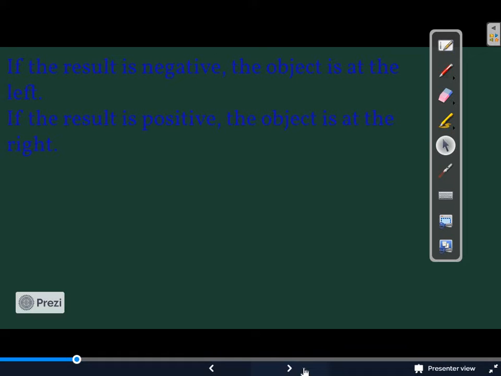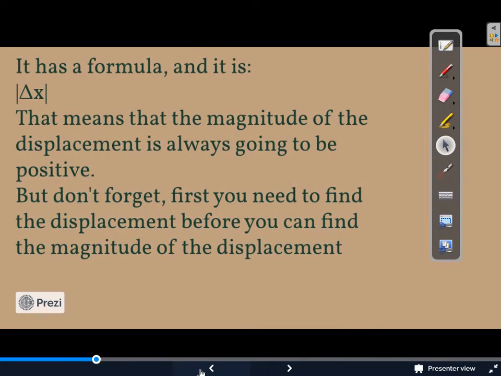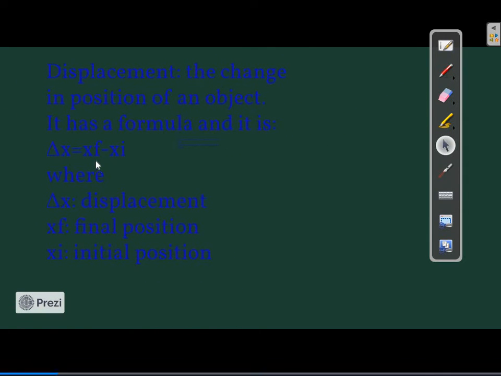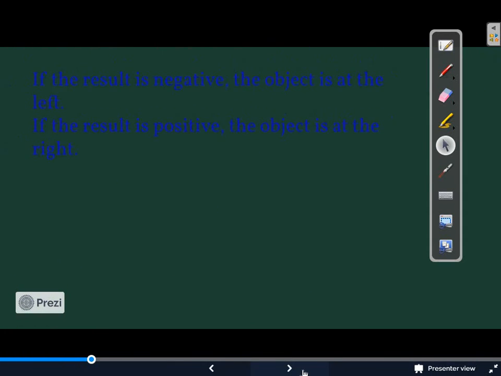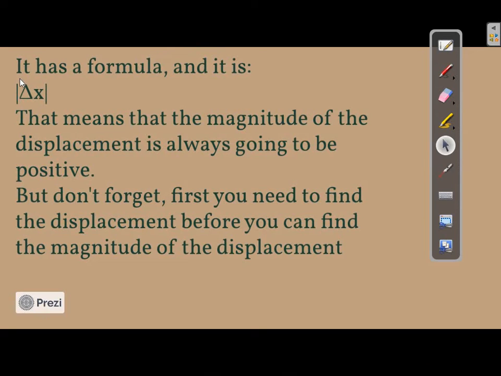And finally, there is a third concept, which is the magnitude of the displacement. But before we take a look at this one, let's remember how you can get the displacement: subtracting final position minus initial position. If you do that, you will get the displacement. This symbol here, delta x, means displacement. So let's go to the magnitude of the displacement. This one also has a formula. It's a little bit shorter, and it's the absolute value of delta x. Those vertical bars mean absolute value. What is that?